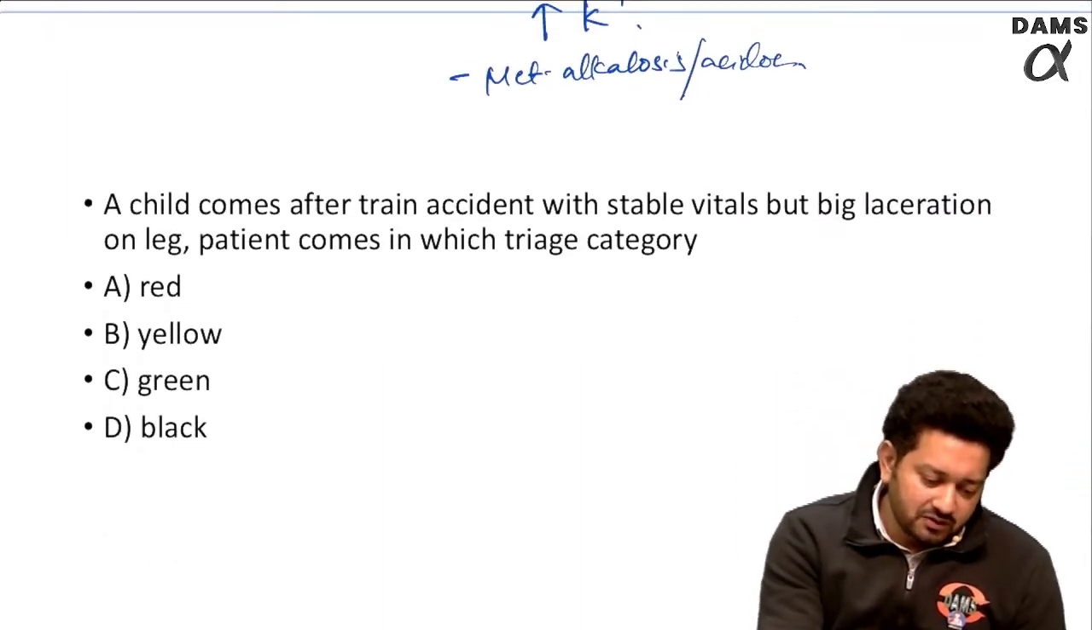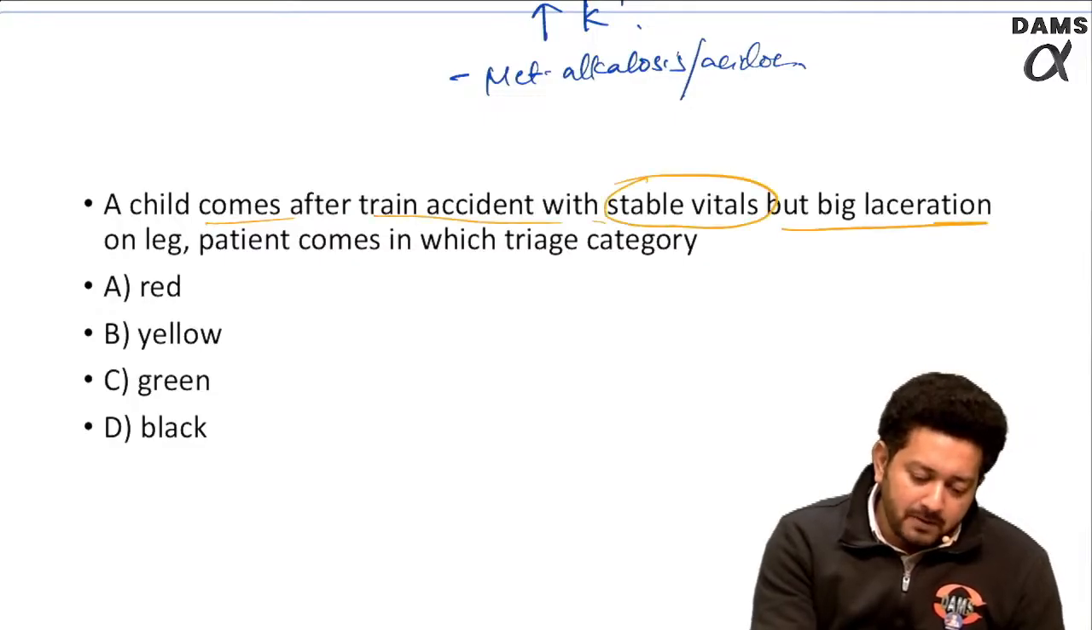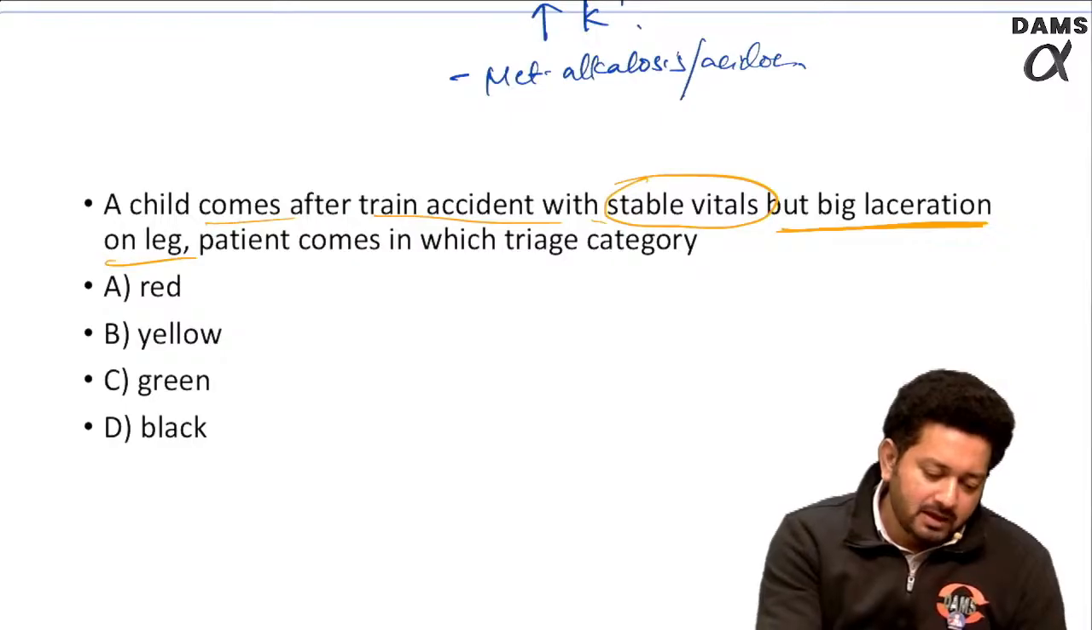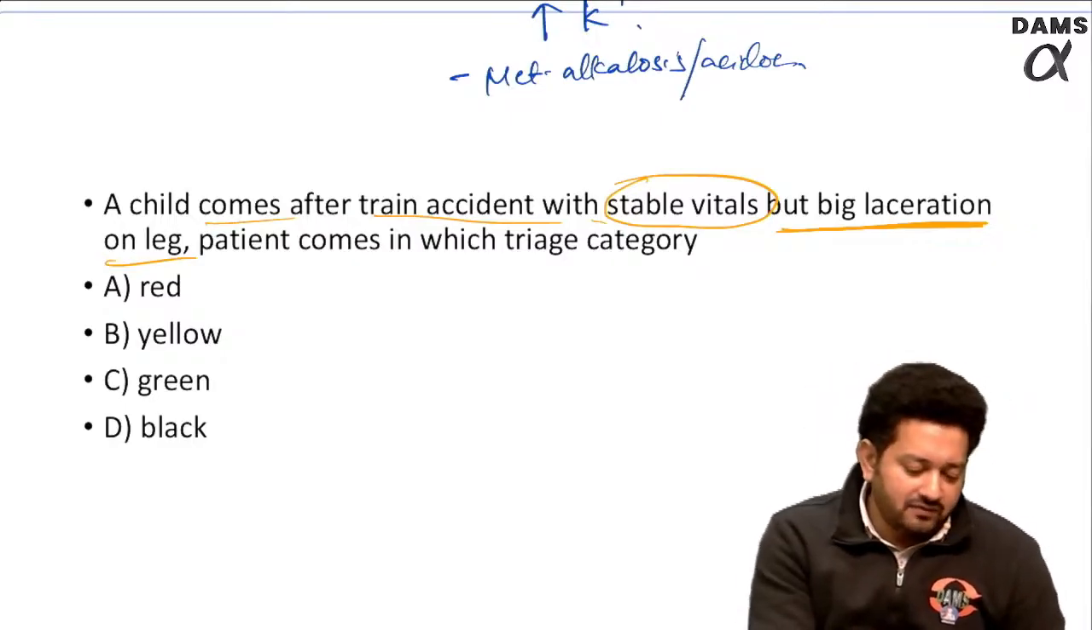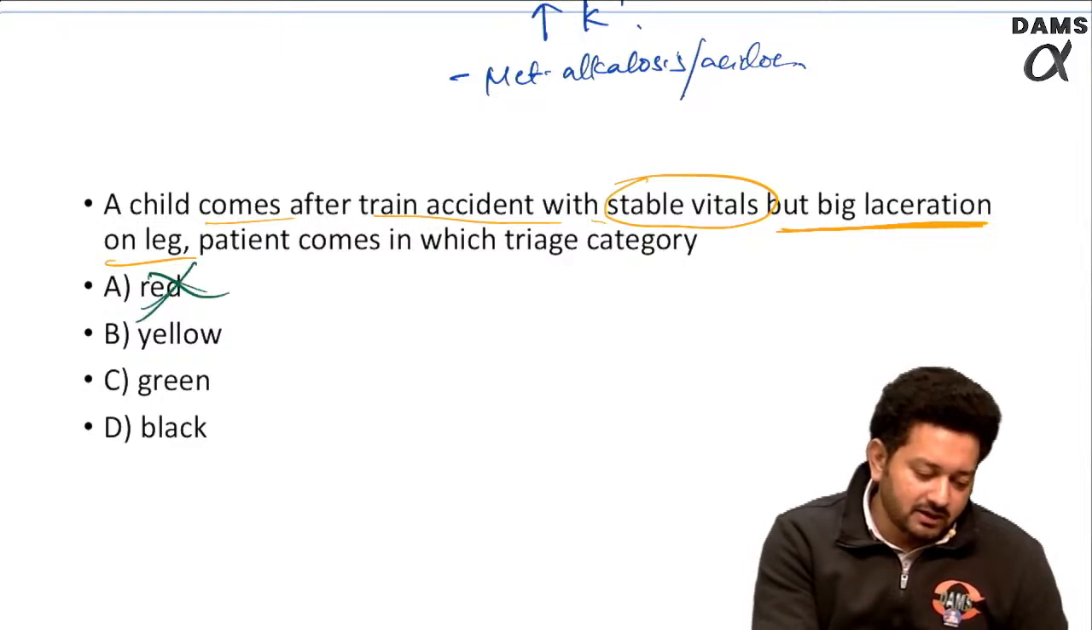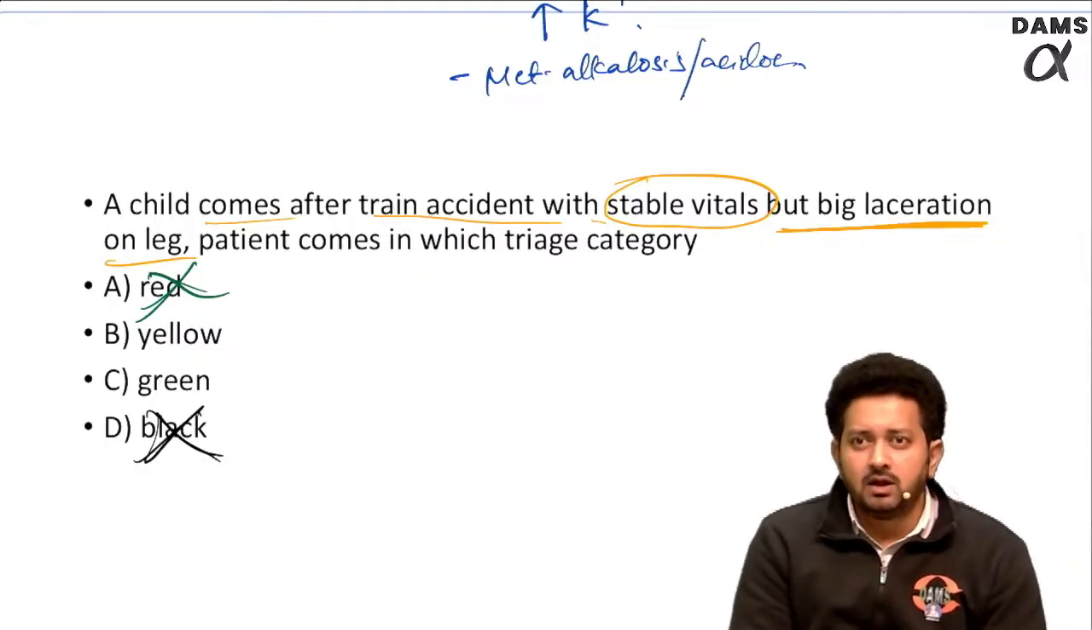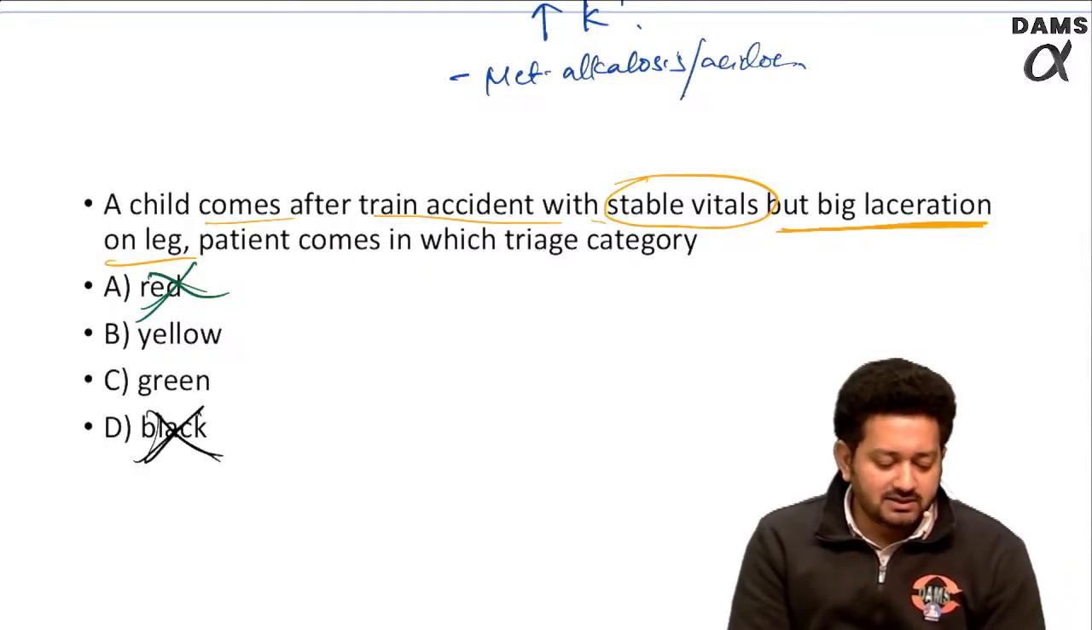Okay, this was the question you were saying. A child comes after the train accident with stable vitals but a big laceration on the leg. Okay, so if the vitals are stable, definitely the patient is not going in the red category, and at the same time the patient is not going in the black category as well. Now there is yellow and green.